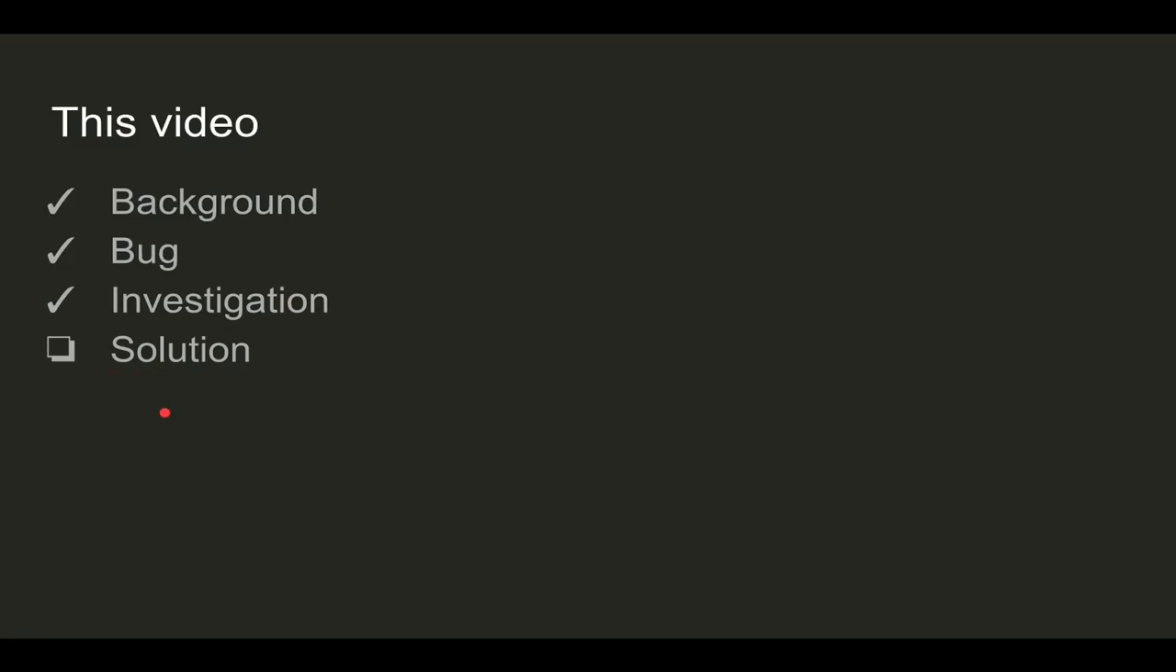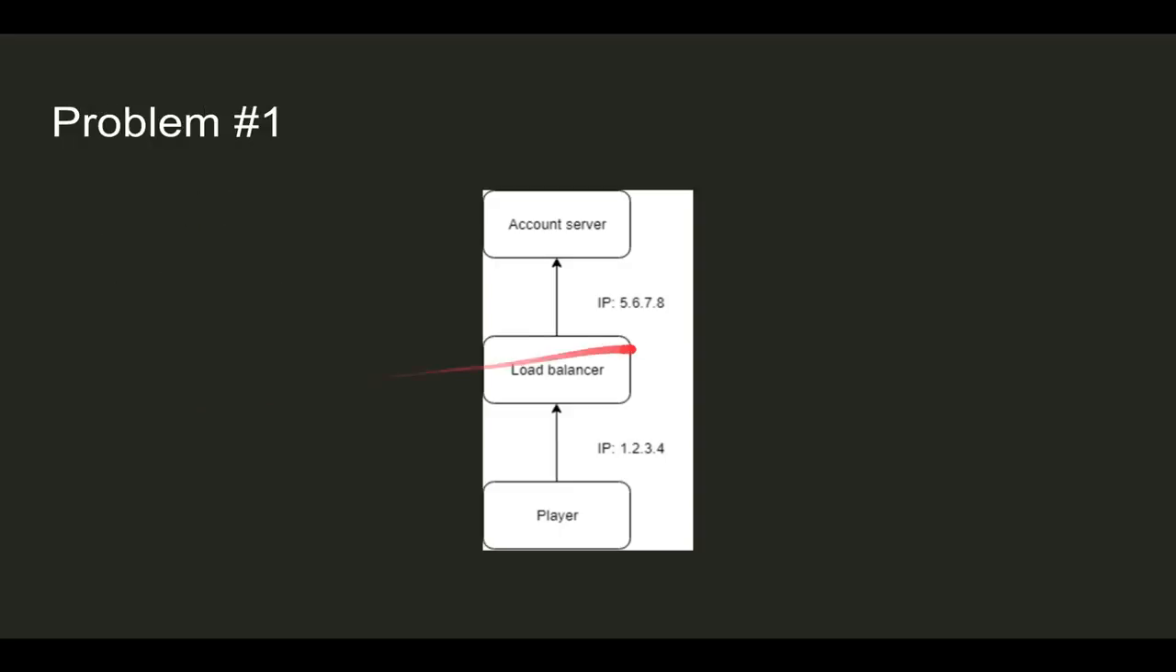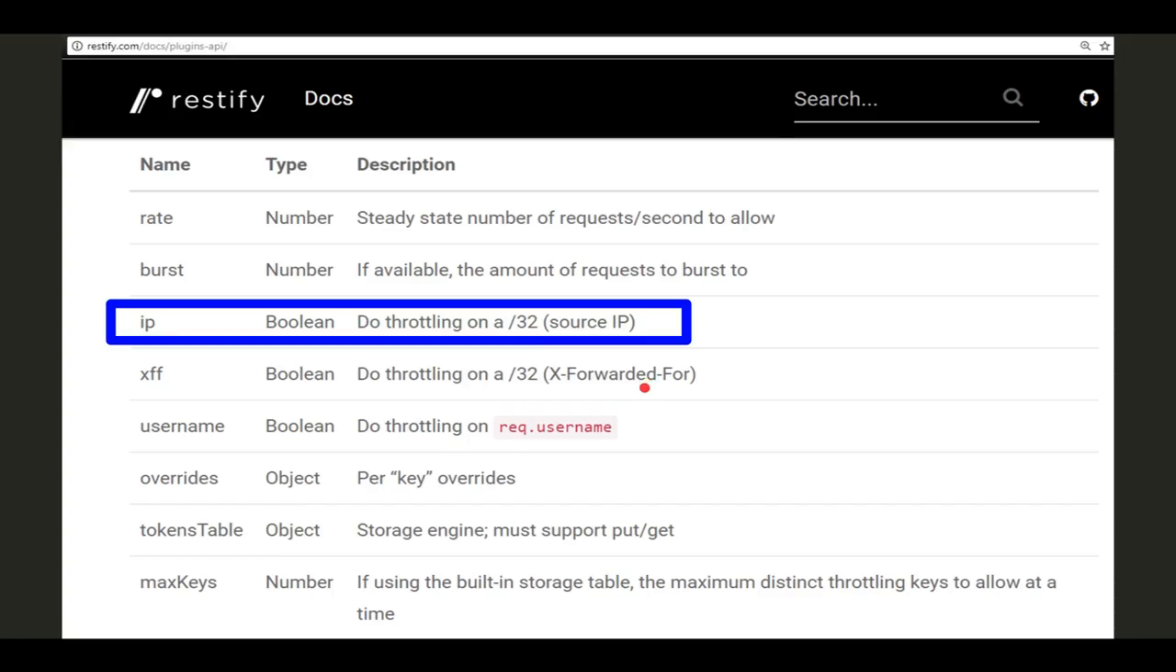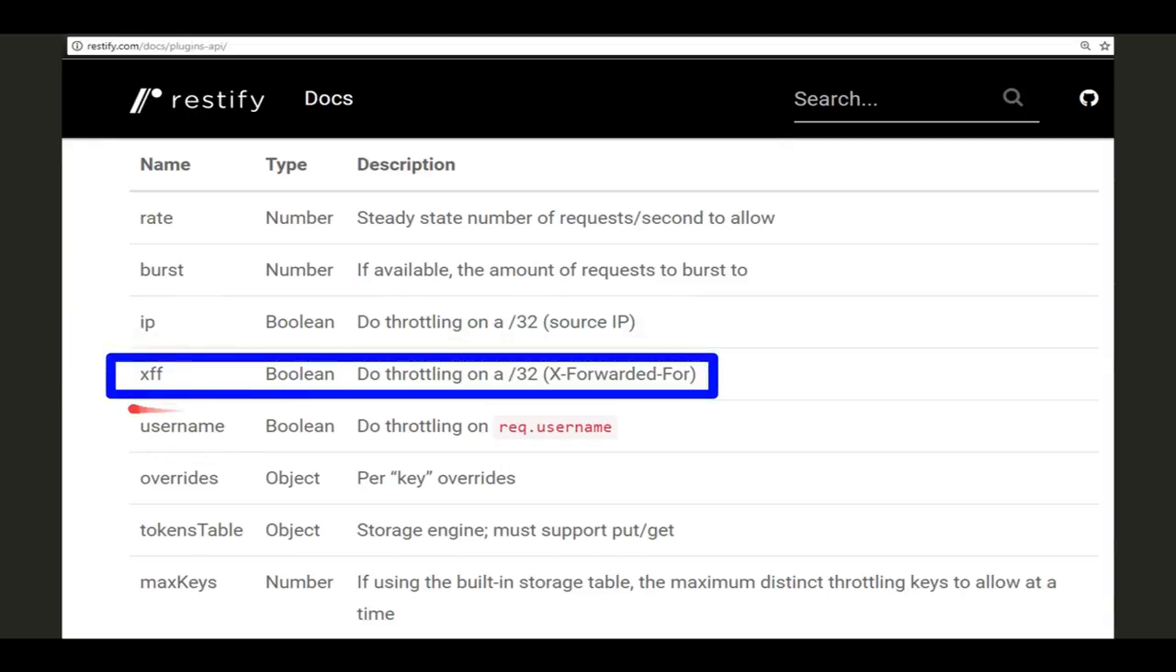Well, there are actually two problems to solve. The first problem is that we shouldn't have Restify consider the IP address of the load balancer. Turns out that was easy enough. When the particular load balancer that I'm using forwards requests from clients to the account server, it can add an X-Forwarded-For HTTP header that has the client's address in it. I needed to rate limit based on that address, not based on the load balancer's. Restify provides a simple option for this. Earlier, we were using the IP option. Now, we just needed to use the XFF, or X-Forwarded-For, option. I enabled that and concluded problem number one.